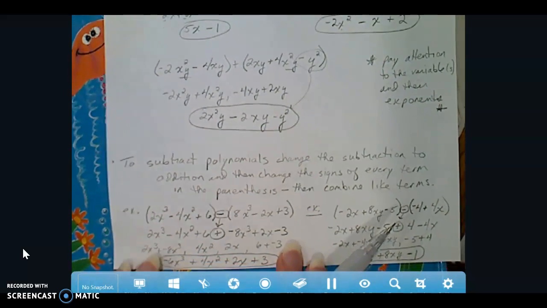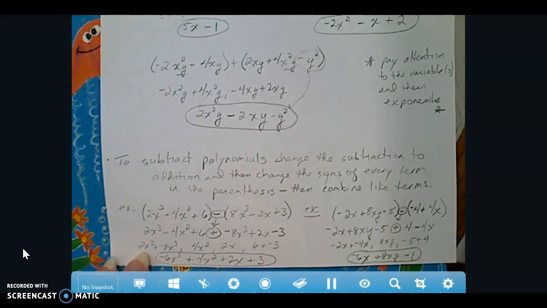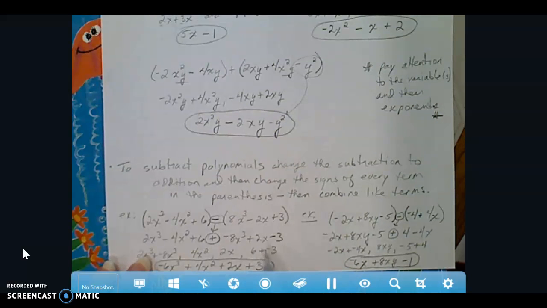Okay, to subtract polynomials, the only thing you have to remember to do is we're going to change subtraction to addition and change the sign of the next number. So this originally is a subtraction. I'm subtracting this polynomial and this polynomial. Now notice I just put them in parentheses to kind of separate that. But the first thing I'm going to do is rewrite them. Now notice when I rewrite them, I don't use the parentheses because I don't really need them. But I'm going to change this subtraction to addition, and then I have to change the sign of every term in the second polynomial. So that's what you see that I did here.